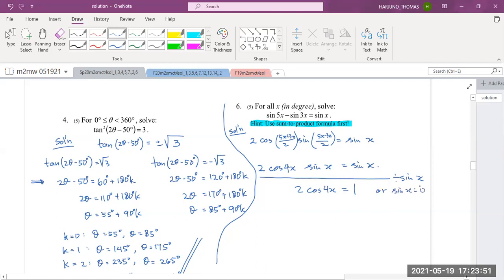You need to identify right away, or sine x equals 0. You see what I mean? If you write it that way, I will accept, even though I don't like it. Why? Because we are not supposed to divide by an expression that is possibly 0. And if you anticipate that, I don't mind.